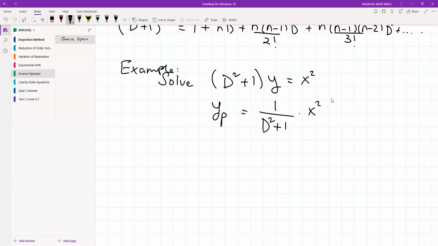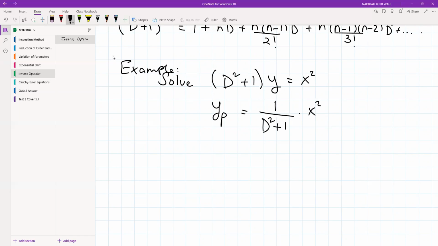So yang ni case ni dia tak ada A. Dia tak ada A sebab apa? Sebab dia e to the AX sama dengan kosong dan cosine pun dia tak ada. Dia bukan cosine. Saya tak boleh nak letak A squared minus B, A squared minus B squared and so on, multiply by sine or cosine tak boleh sebab dia punya right hand side bukan sine or cosine.